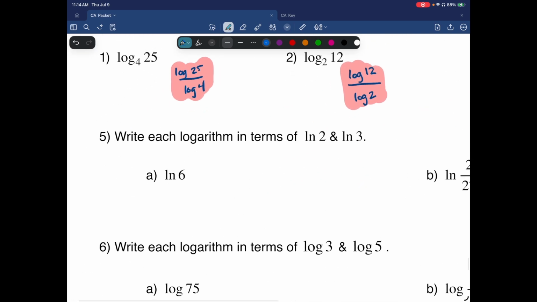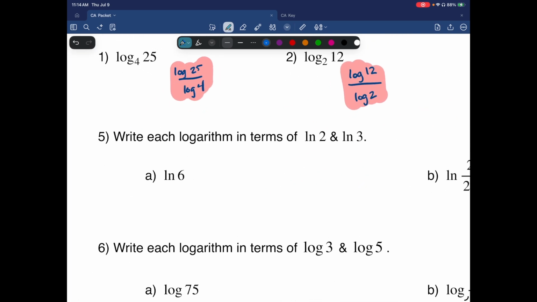All right, we can actually rewrite this using our properties in that box above. What, 2 times 3 is 6. So this is actually ln of 2 times 3, which means I can rewrite this as ln of 2 plus ln of 3. All right, so it says to rewrite it in terms of ln 2 and 3. And that's what I did.